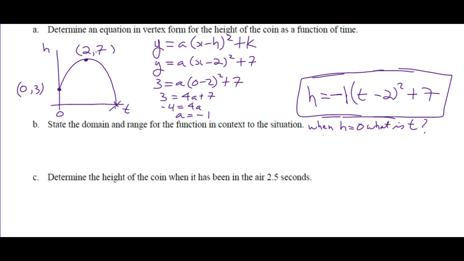Okay, so here's what we're going to do. 0 is equal to -1(t - 2)² + 7. We have to solve that. We're going to get rid of the 7 first. We're going to move it over. Negative 7 is equal to negative 1 times (t - 2)².